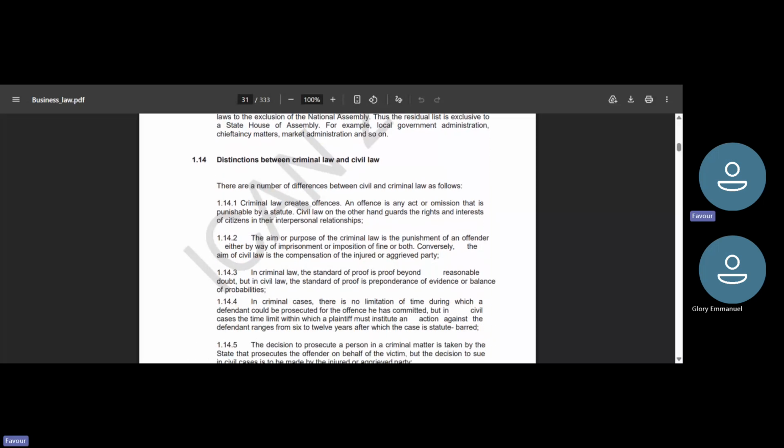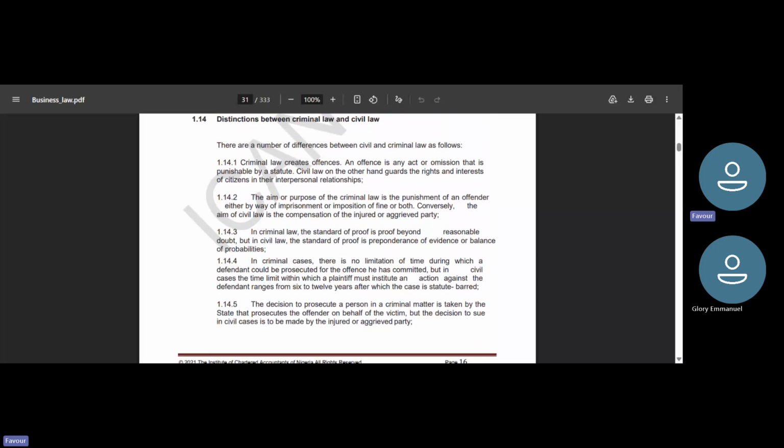So there's a distinction between a criminal law and a civil law. I don't know if you usually watch legal related stuff or read legal books. You usually see, oh, this is a criminal case, this is a civil case. So there's a criminal law and there's a civil law. Criminal law creates offenses. An offense is an act that is punishable by a statute, a law. There's a statute that punishes such acts, right? While the civil law, on the other hand, guides the rights and the interests of citizens in their interpersonal relationships. This one creates offenses, while that one guides the interests and the rights of citizens in interpersonal relationships.